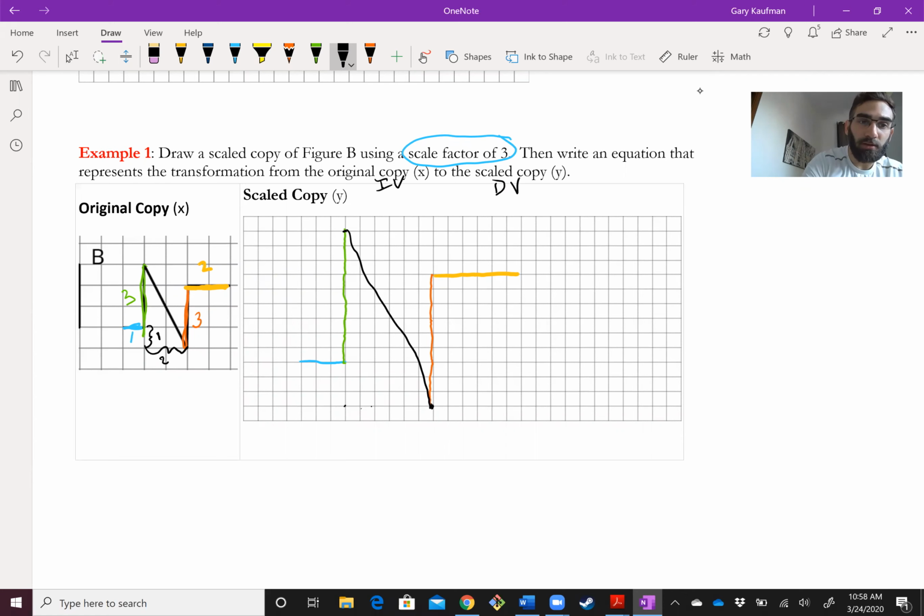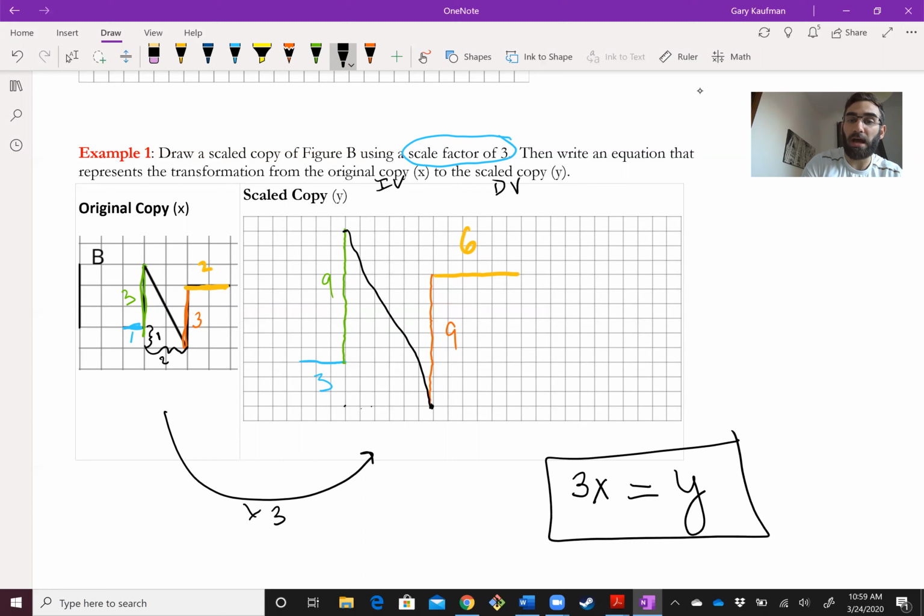Well, if we look, we went from 3 to 9. We went from 1 to 3. We went from 3 to 9. We went from 2 to 6. So what did we do to get from here to here? We multiplied by 3. So my equation would be 3x, because we take the x values of the original copy, we multiply by 3, and this will equal my scaled copy y.